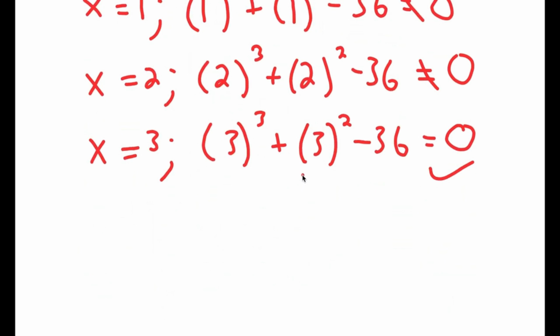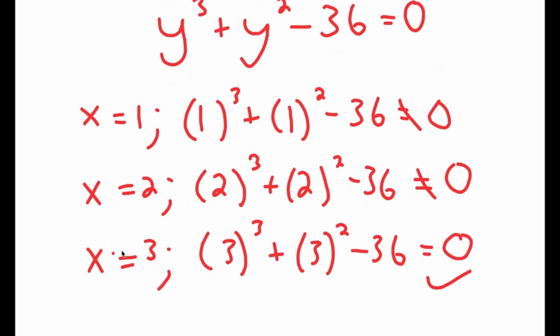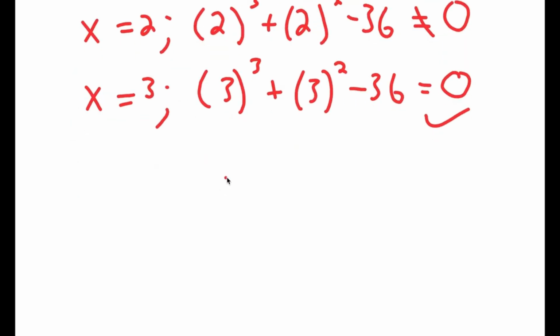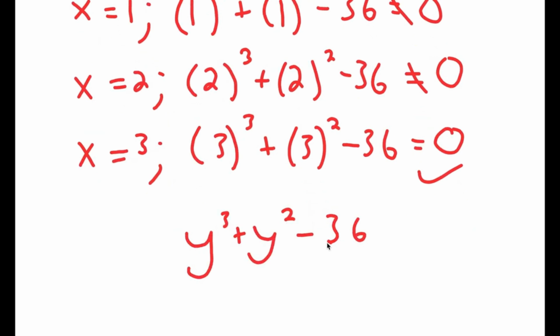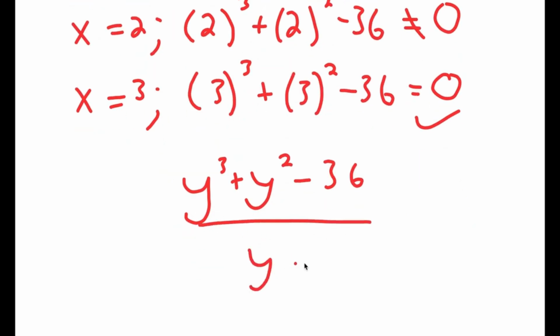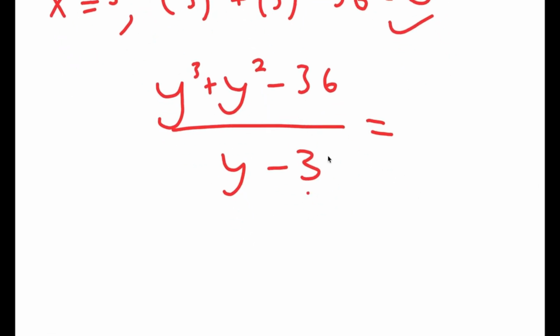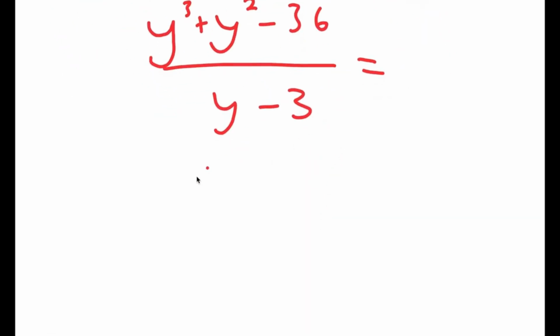So now that I have y equals 3 as a solution, what I have to do is divide y to the power of 3 plus y squared minus 36 by y minus 3. So to divide these two, I'm going to have to use synthetic division. And if you guys don't know what synthetic division is, I recommend watching a video on it.